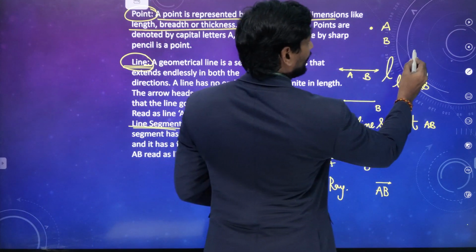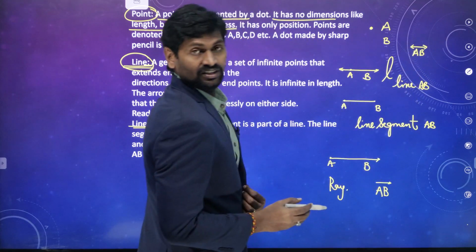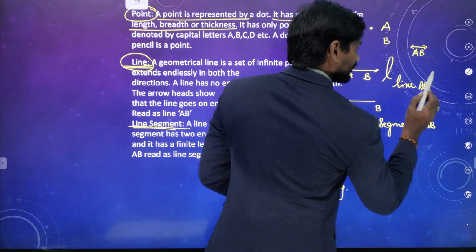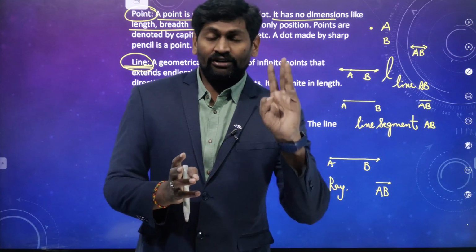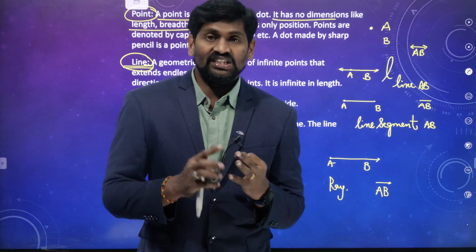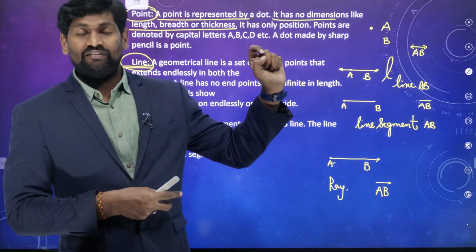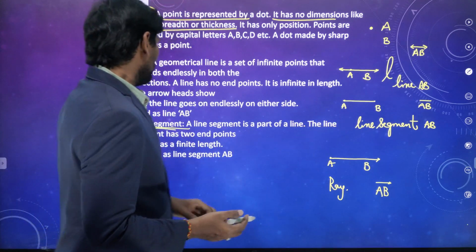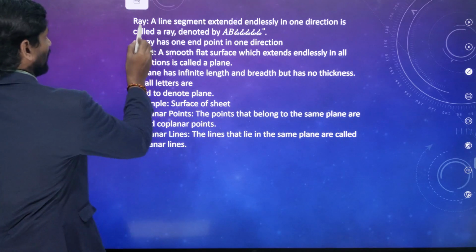How can we write line AB? AB with arrow marks on both sides. Line segment AB, AB with a line segment bar. So we discussed the undefined terms point, line and plane. These three are undefined terms, and we have discussed the point, the line, line segment and ray. Okay, now let us go to the next concept.